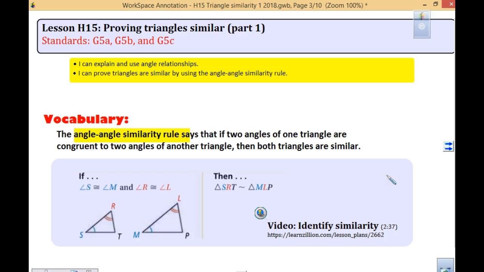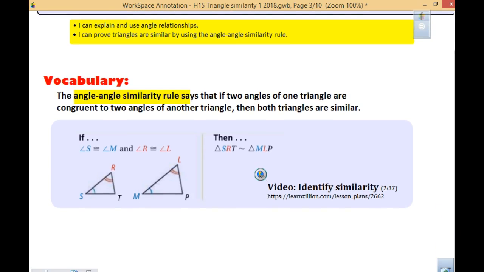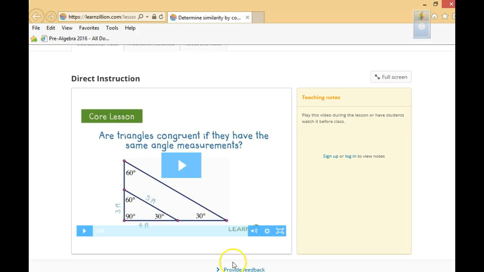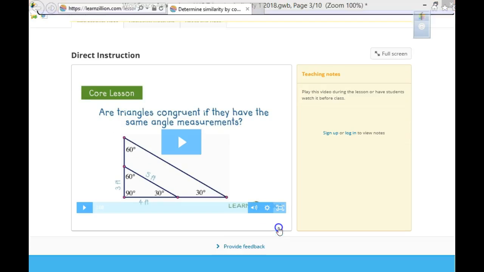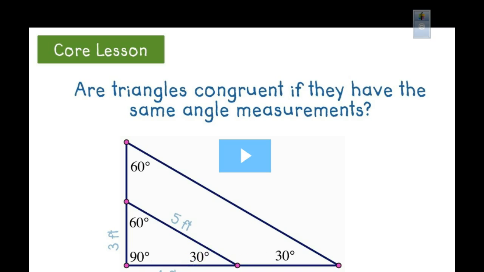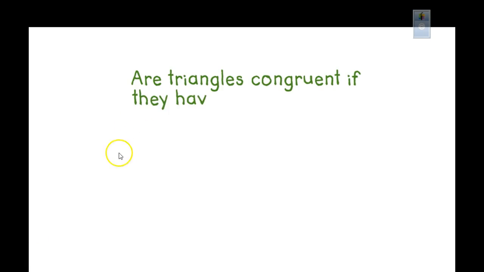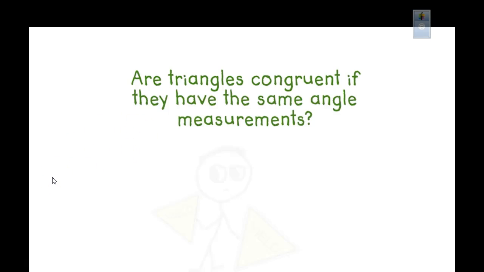This is not a long video, but as we look at this, this is going to be really, really key. So as you watch this, and then we're going to take a look at this next part in our homework that you will be looking at. So the video, as we look at that, are triangles congruent if they have the same angle measurements?